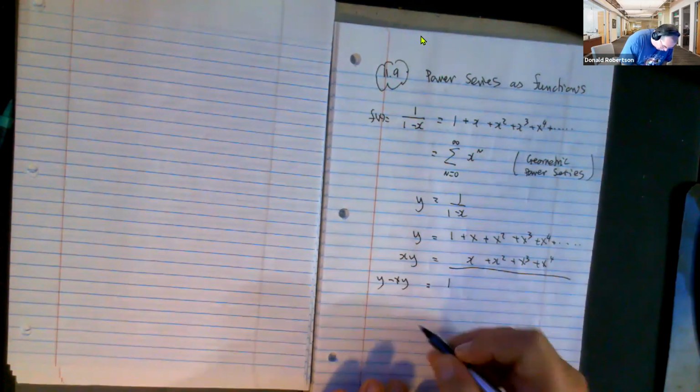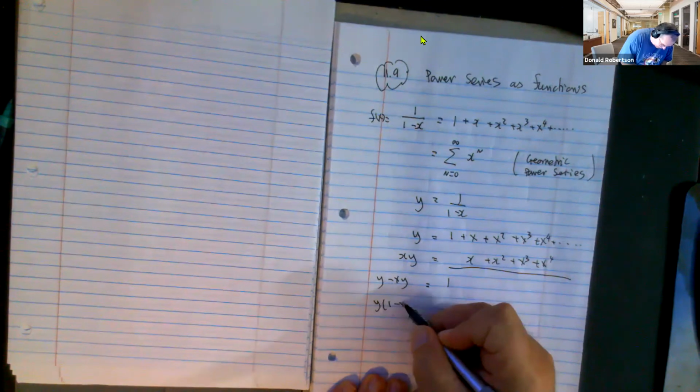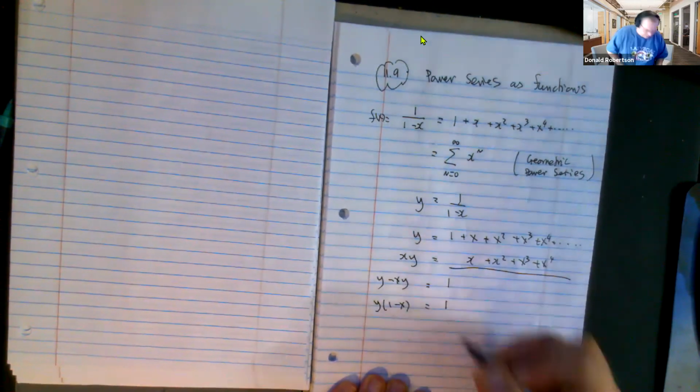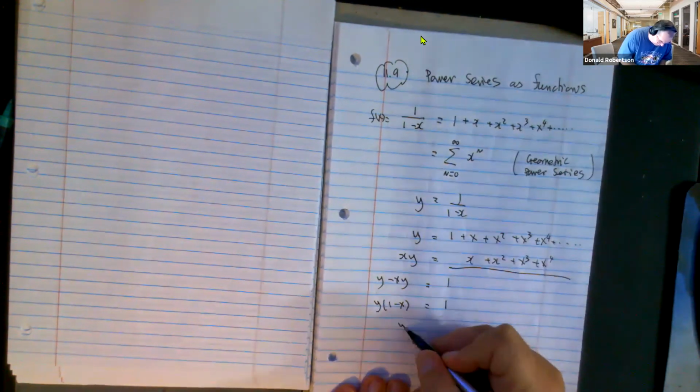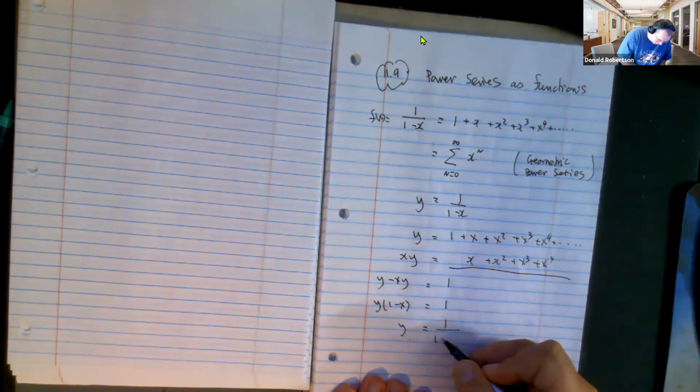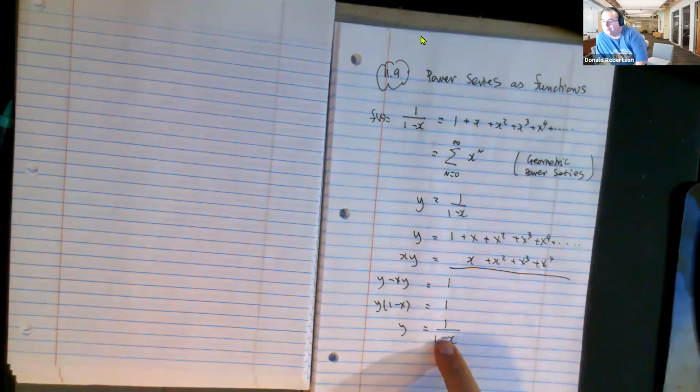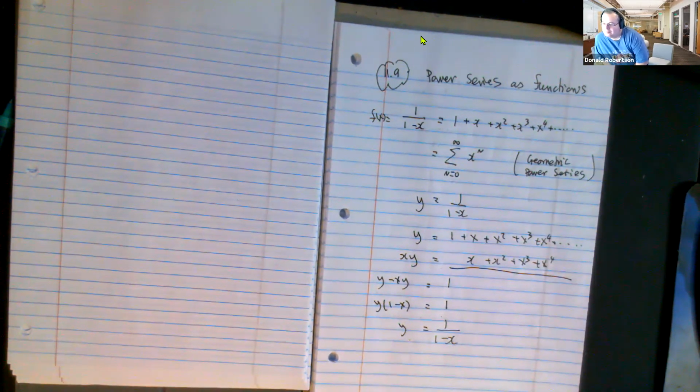If you pull out y as a common factor, and then you divide, haven't I just proved that this fella is in fact him? Cool.